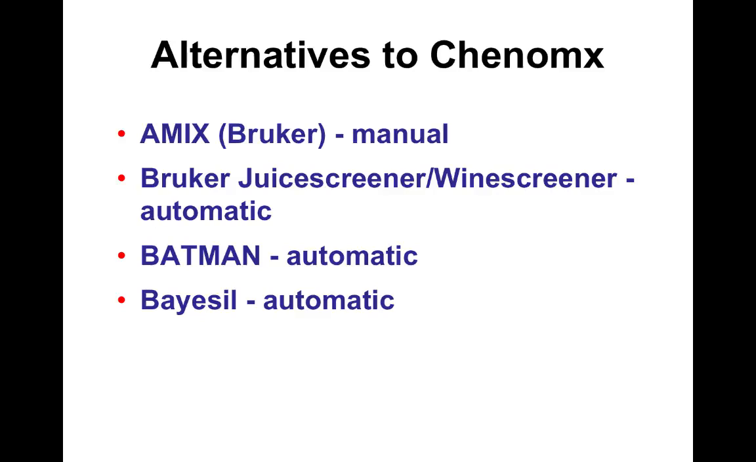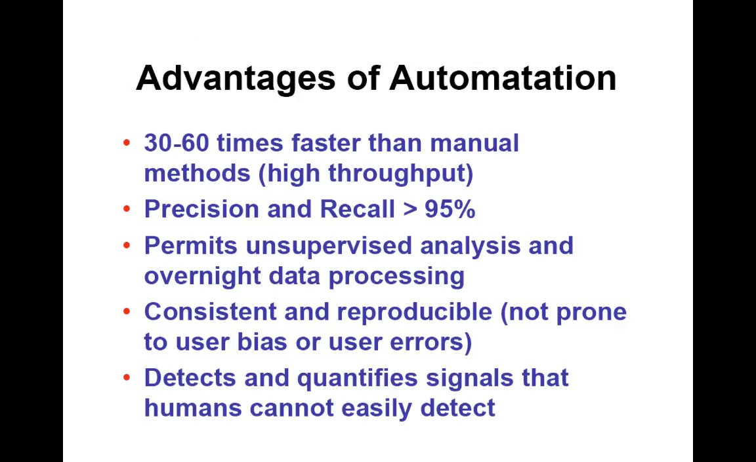Now, there are commercial programs, like one Bruker produces called AMIX. It's, again, similar to Chenomx, somewhat manual. They've modified their software so that they can now analyze juice and wine pretty automatically. Chenomx has also upgraded its software to make it more automatic than it used to be. And then there's some freeware that's also been produced, one called Batman, produced by Imperial College in London, and another called Basil, which was developed at the University of Alberta, and we're going to be using that later today.